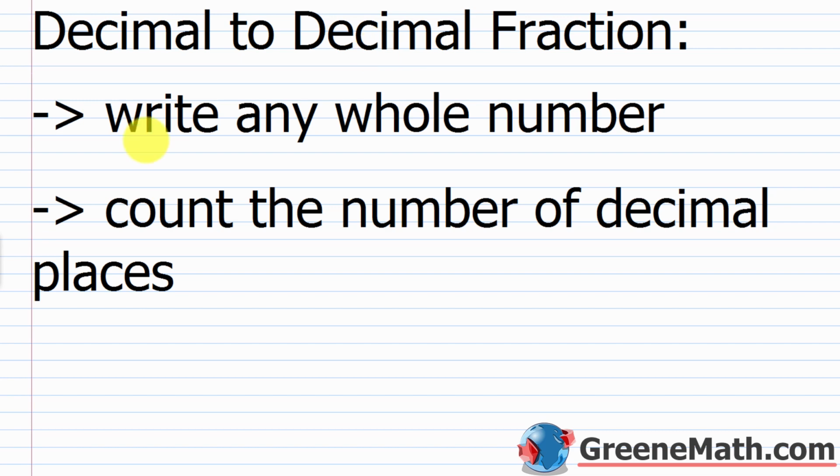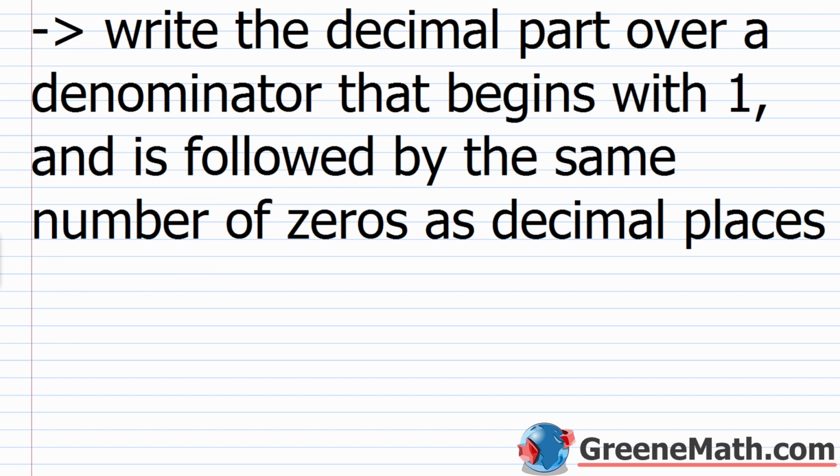So the first thing we're going to do is write any whole number if you have one. Then you're just going to count the number of decimal places. When we say count the number of decimal places, we're counting the number of digits that occur after the decimal point, and these are only digits that add value to the number. So for example, if I have the number 0.38700, I don't have 5 decimal places here. Some people would say, okay, I have 5 decimal places. I don't. I only have 3. These two don't add any value to the number. This is the same thing as 0.387.